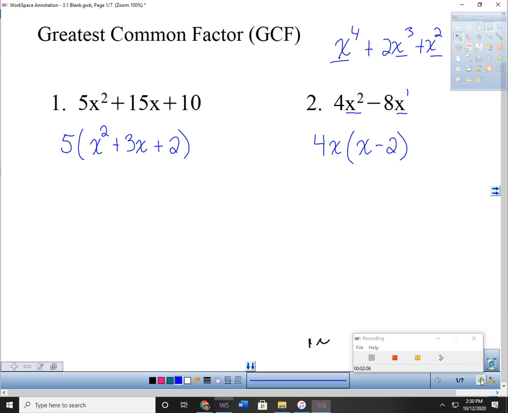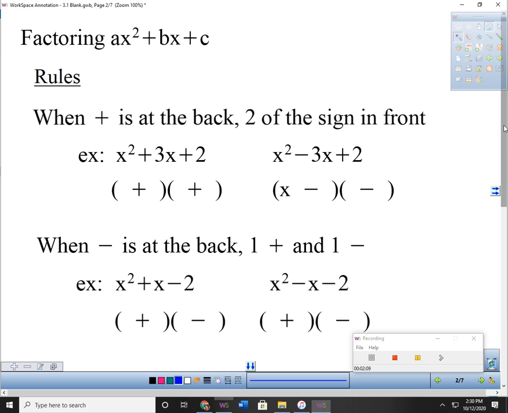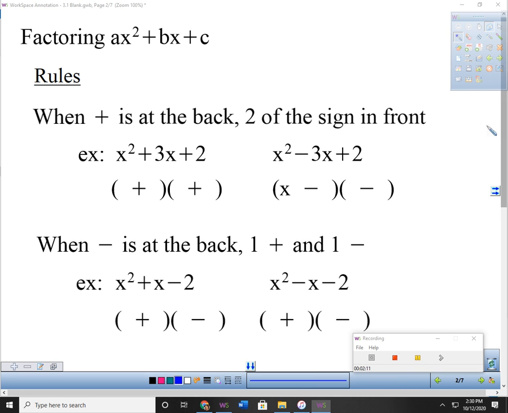All right, so this next part should be review for you, but we're still going to go over it again like we have forgotten. All right, so when I'm factoring a trinomial, notice I said a trinomial. That means that there are 3 terms with an x squared, an x, and no x. Then I have some rules that help you figure out what numbers go where and what signs you have. So when you have a plus at the back of your trinomial, you're going to look up at the front and you have 2 of whatever sign is in the front.